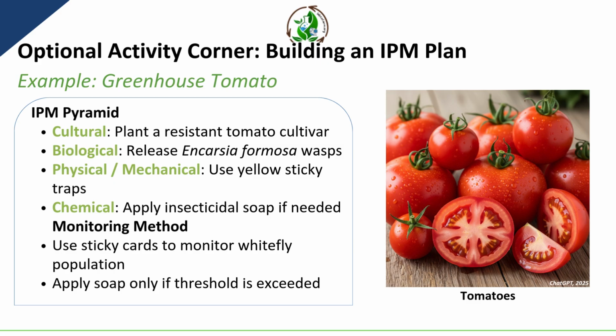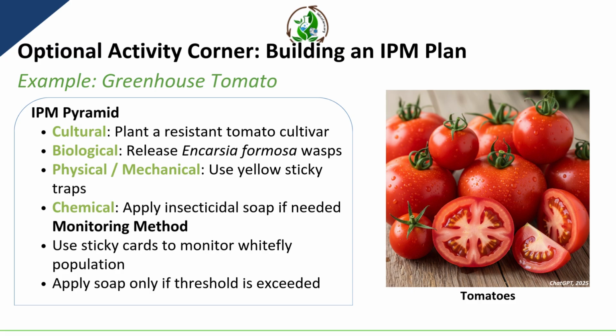Let's walk through a concrete example of setting up an IPM plan for greenhouse tomatoes. This slide shows how the IPM pyramid framework works in practice, with cultural, biological, physical or mechanical, and chemical tactics all connected and guided by monitoring. At the cultural tier, we start by planting a resistant tomato cultivar. That choice alone can lower susceptibility to key pests and reduce the need for more intensive interventions later on.